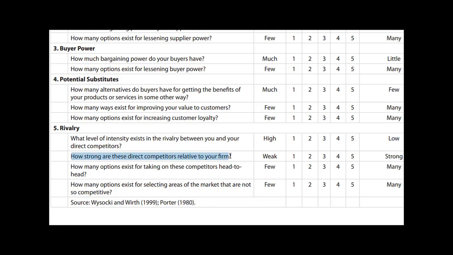How strong are these competitors relative to your firm? If you are strong, then it's an opportunity. If you are weak, it's a threat. Question number three, how many options exist for taking on these competitors head to head? If that is many, it's an opportunity. If it's less, it's a threat. And last, how many options exist for selecting areas of marketing that are not so competitive? If few, it's a threat, and if it's a lot, it's an opportunity.